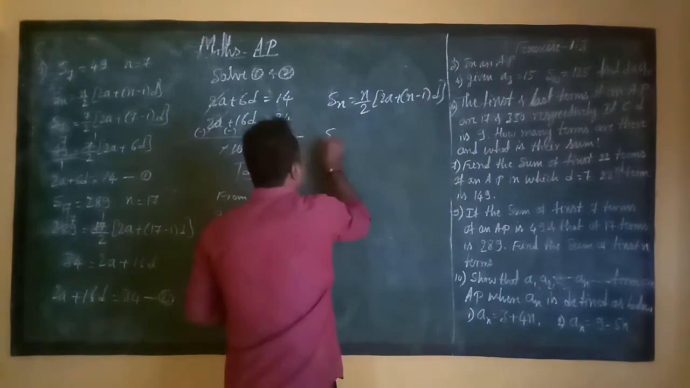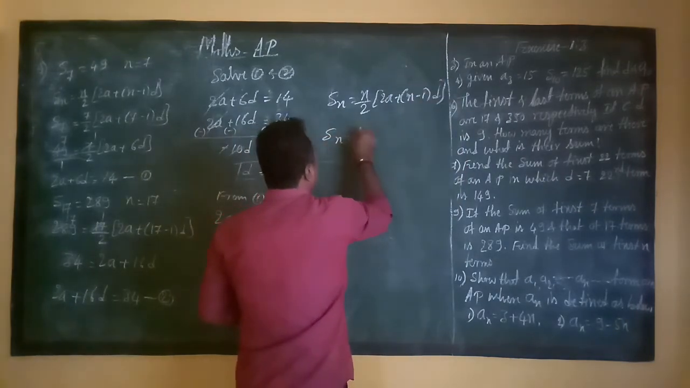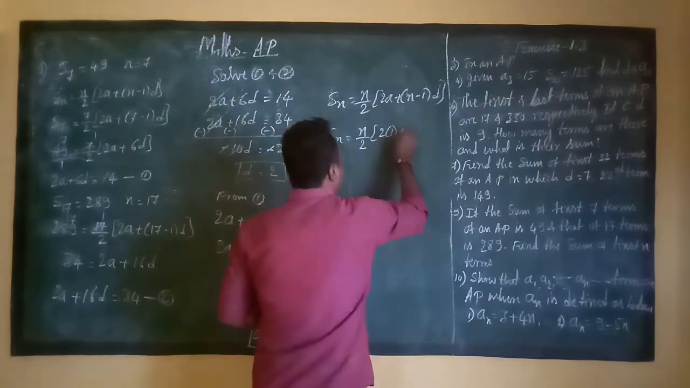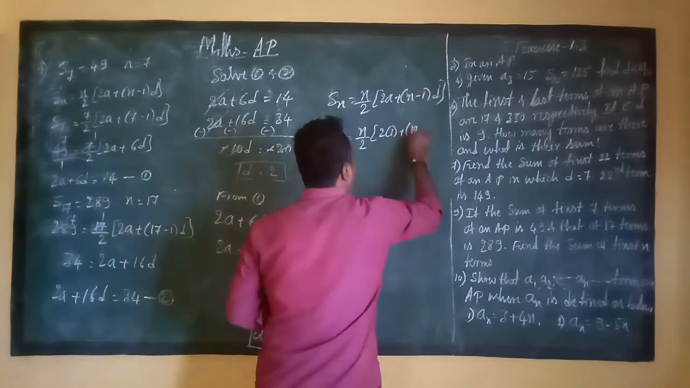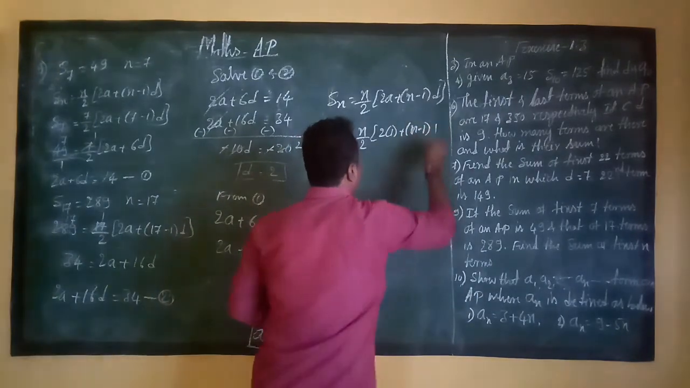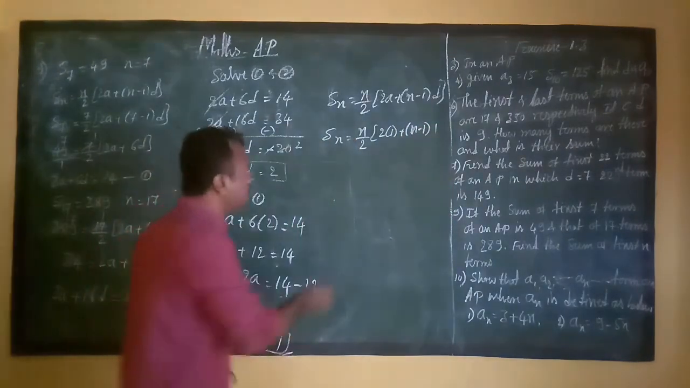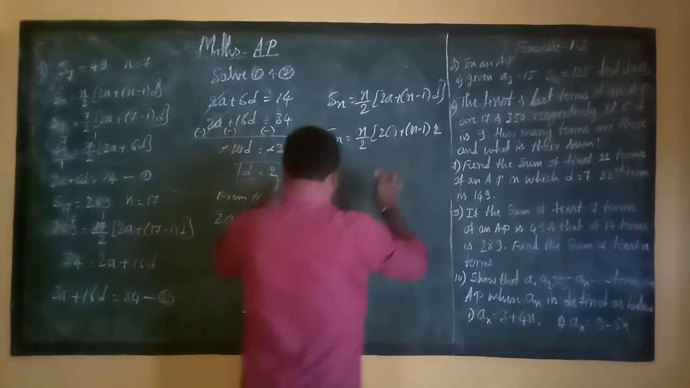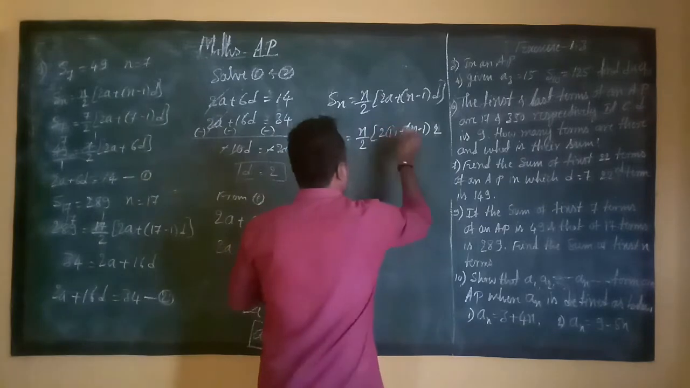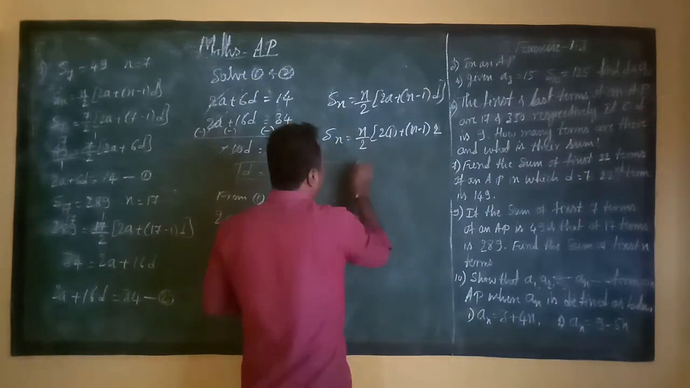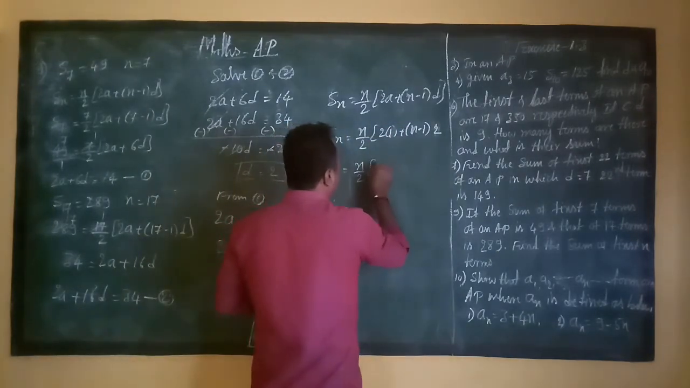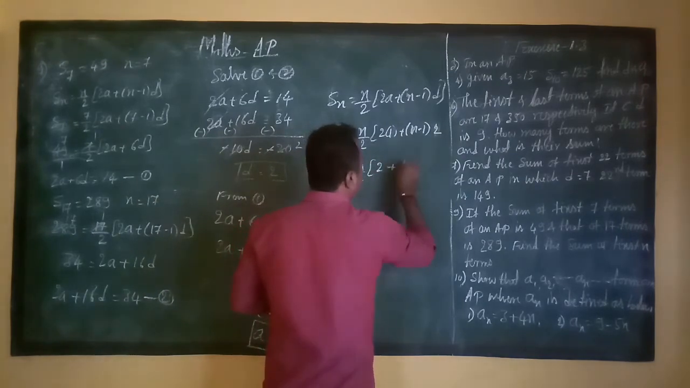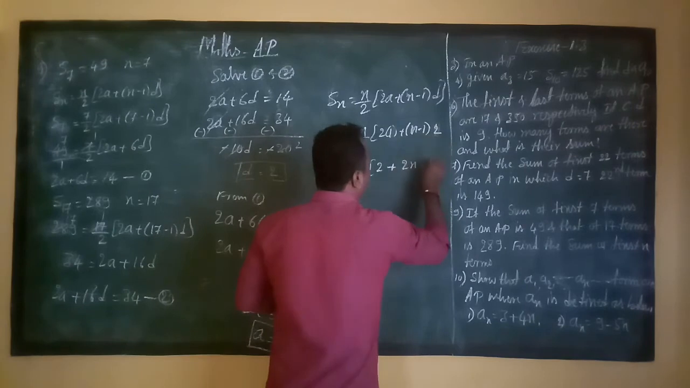Yes, students. So Sn is equal to n by 2 into A means 1 plus n minus 1 into D, D means 2. A means 1. Correct. And then n by 2 we have to write as it is. So 2 ones are 2 plus n minus 1 into D means 2 into 1, 2n minus 2.